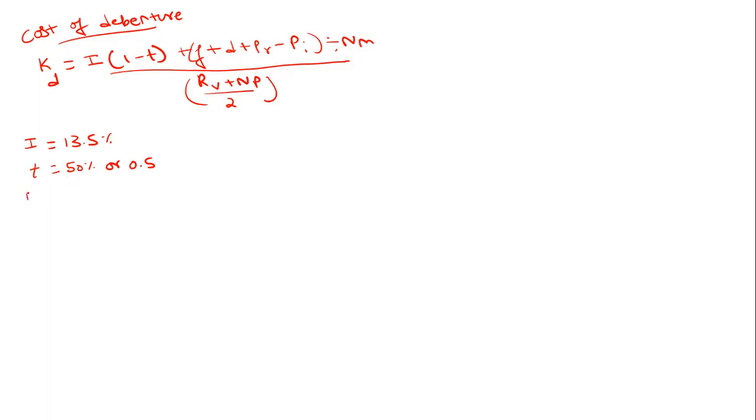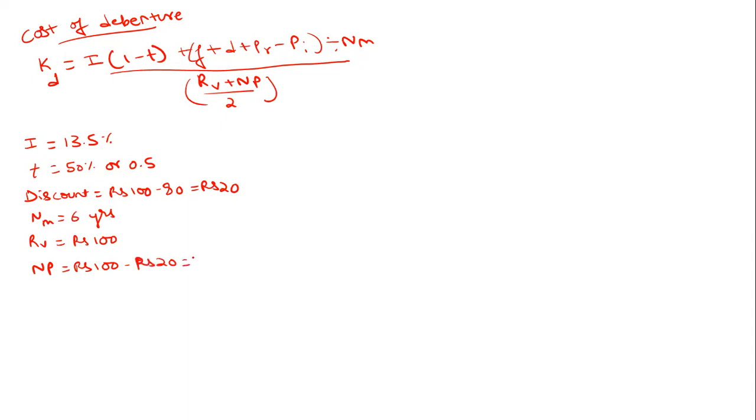Discount? Discount is 20. 100 minus 80, the market value, is rupees 20. Good, very good. NM is 6 years. RV is 100, and NP is 80, that is 100 minus the discount of 20. Yes, very good.